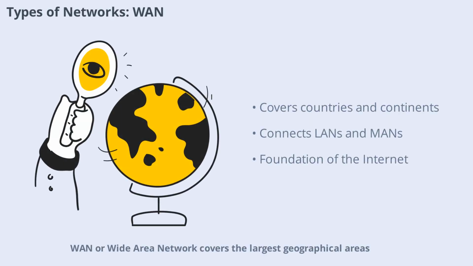WAN, or Wide Area Network, covers the largest geographical areas, such as countries or even continents. The Internet is the most well-known example of a WAN. WANs connect multiple LANs and MANs, allowing data to travel long distances. While WANs are slower and more expensive than LANs, they are essential for global communication and information sharing.